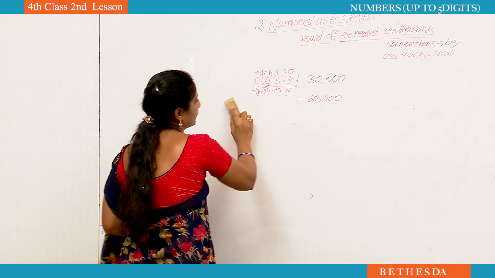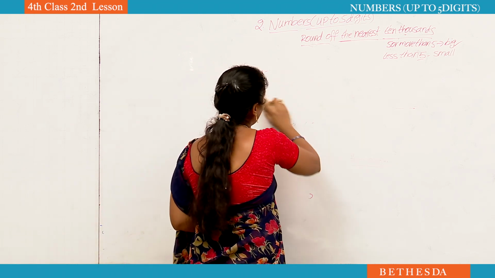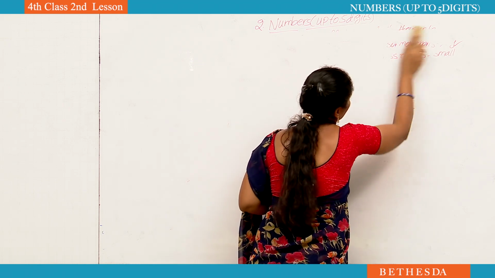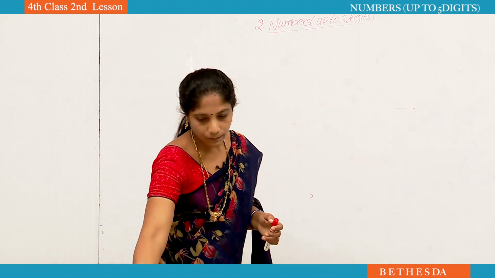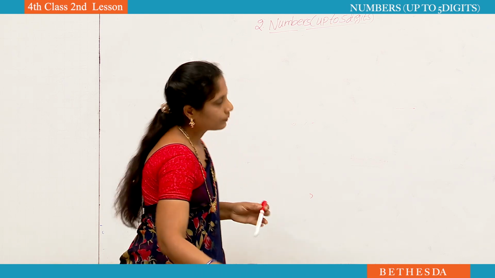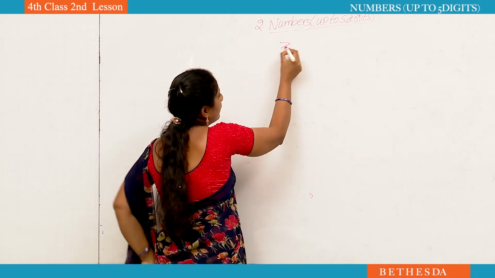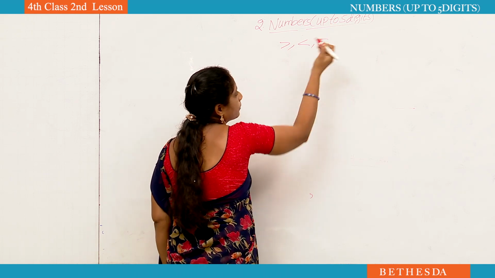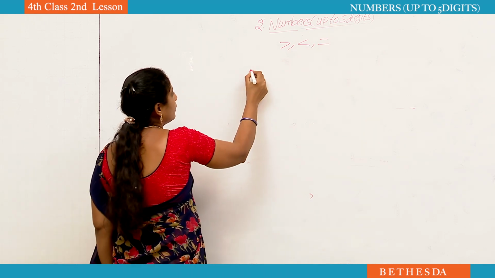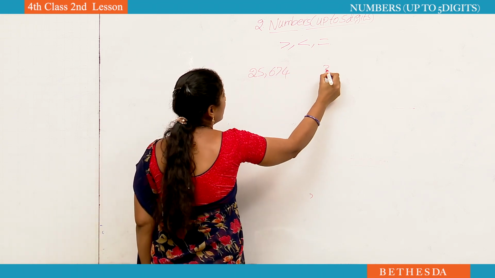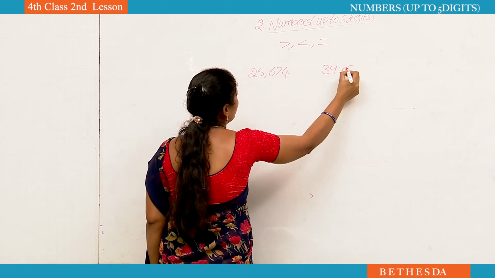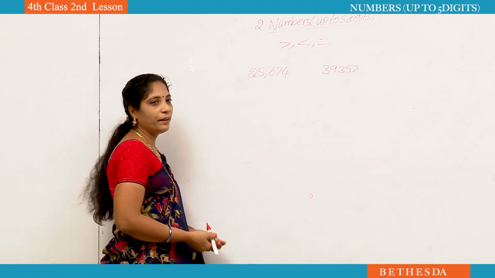Already you know that. Okay, greater than, less than, equal to. See here, 25,674 and 39,352. Now which is the big number?